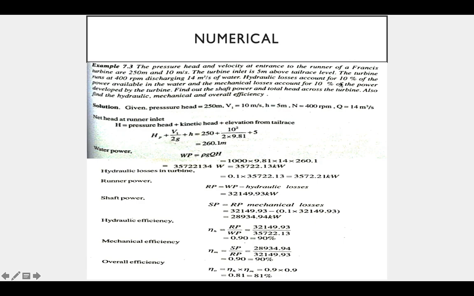Hydraulic losses account for 10% of the power available in the water, and the mechanical losses account for 10% of the power developed by the turbine. Find out the shaft power and total head across the turbine. Also find the hydraulic, mechanical and overall efficiency.